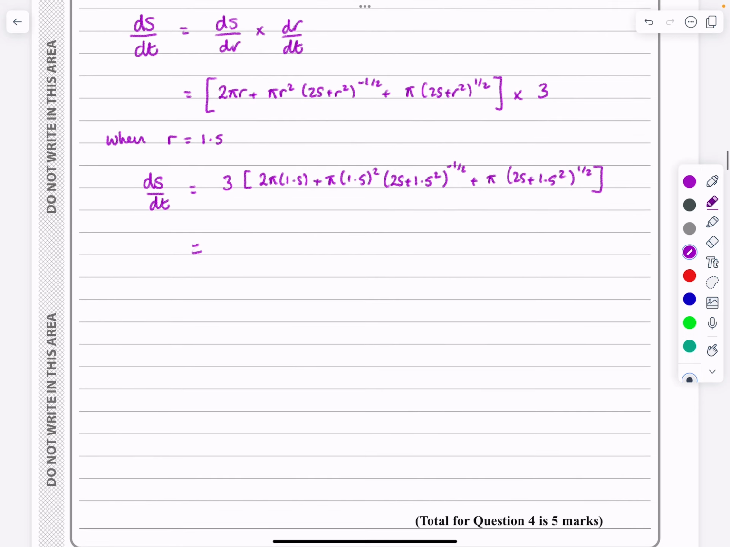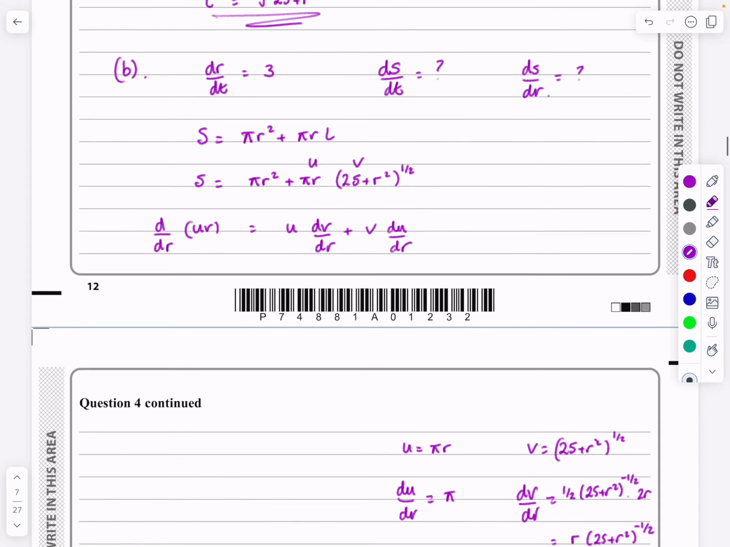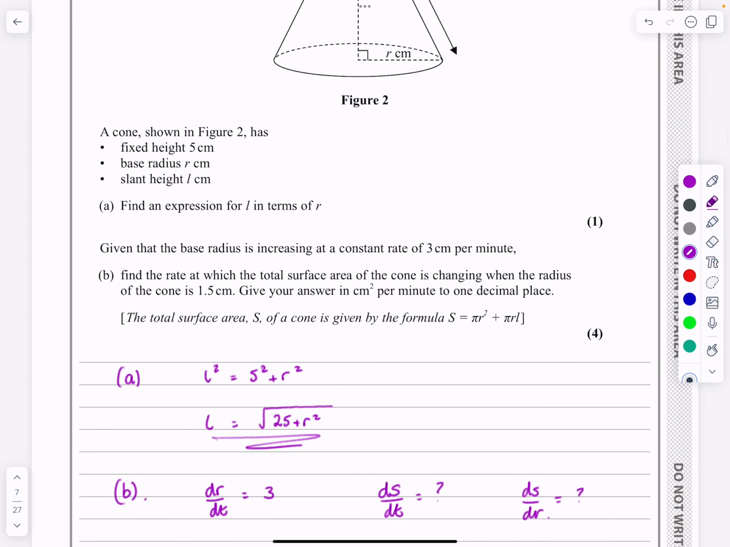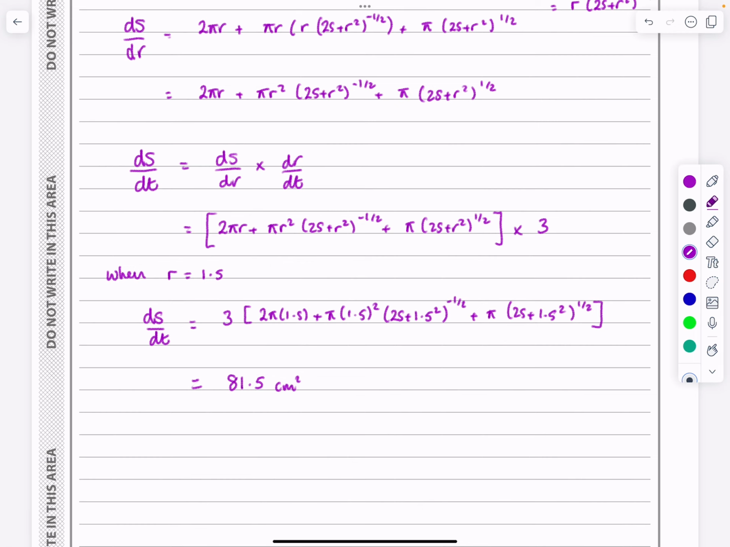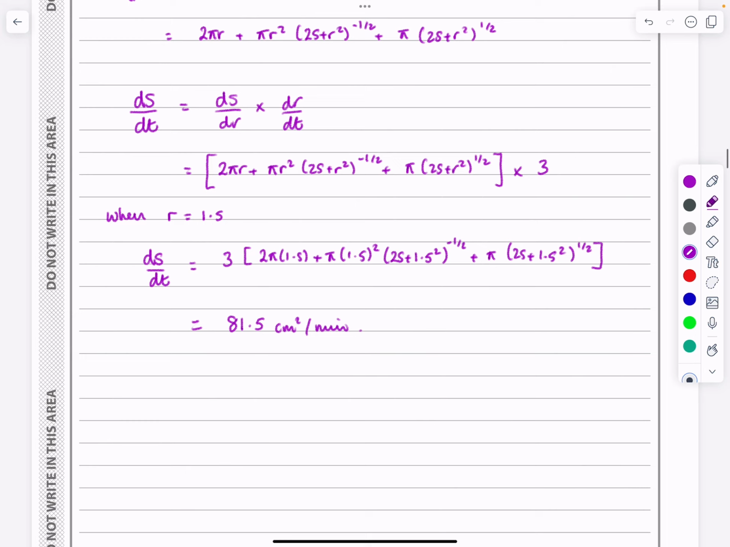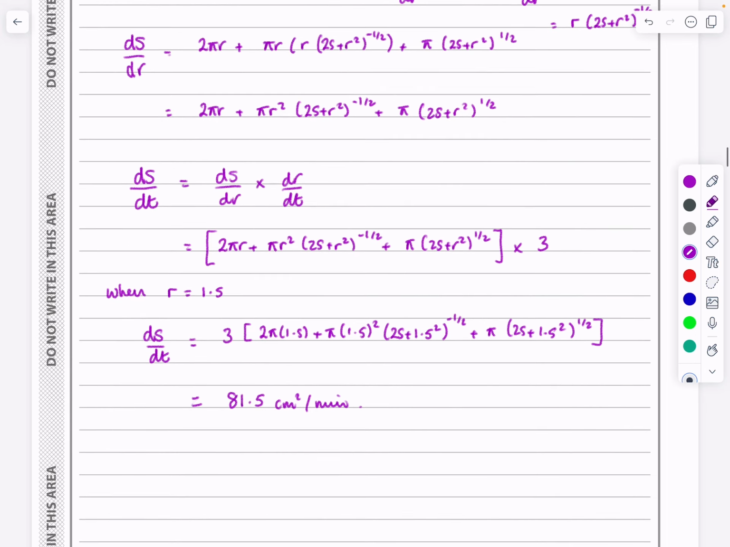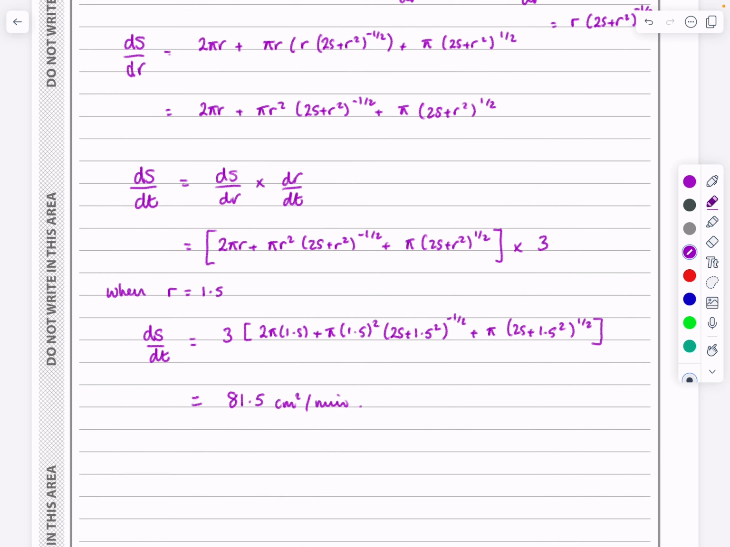Not really a lot I can say about that. You just got to go away and stick all that in now and make sure that you can do that. It is just substituting in. Apparently it comes to 81.5, and when it comes to 81.5, let's just have a look back. It does say to 1 decimal place, and I may as well put the units on of centimetres squared per minute there. But yeah, that last little bit about substituting in, good luck with that. That's just something you have to do on your own. Apart from that, the rest of it, relatively straightforward. Hopefully all of that makes sense.